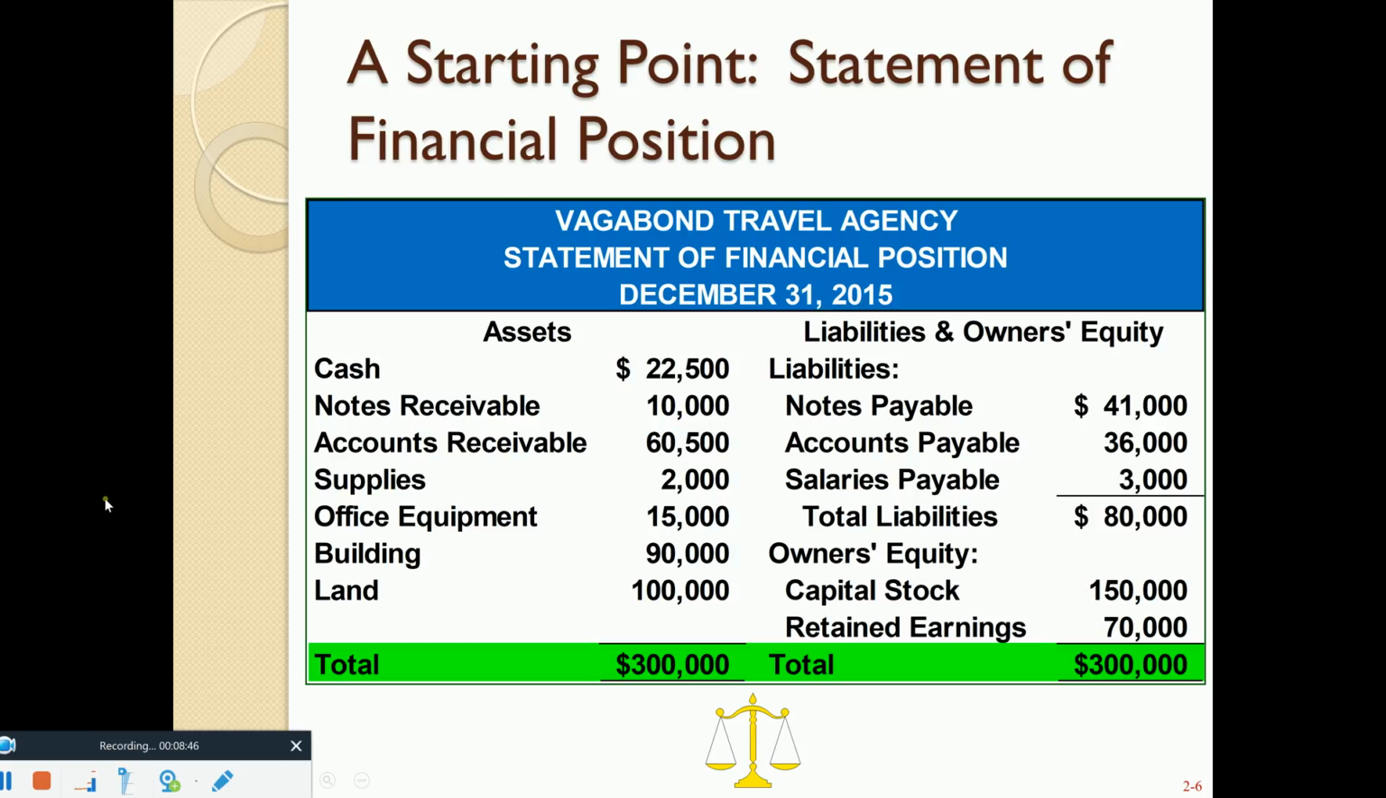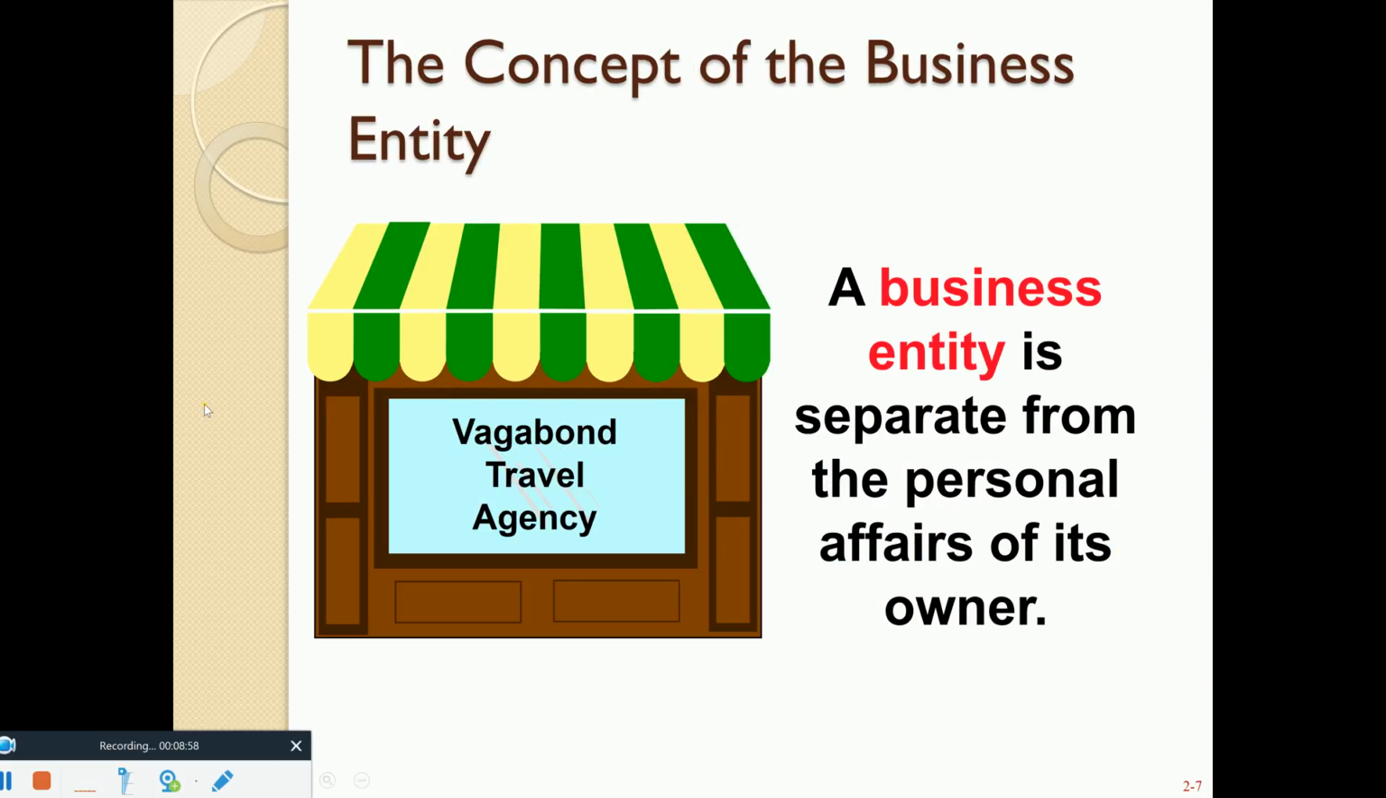So once again, balance sheet equation or the accounting equation, assets equals liability plus owner's equity. And what we're going to do is we're going to practice a few business transactions to see how we can build these financial statements.